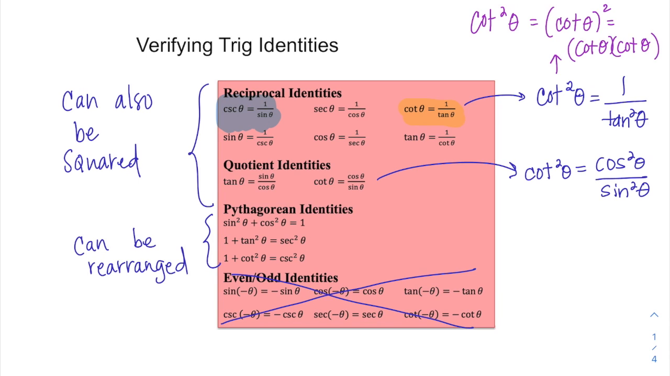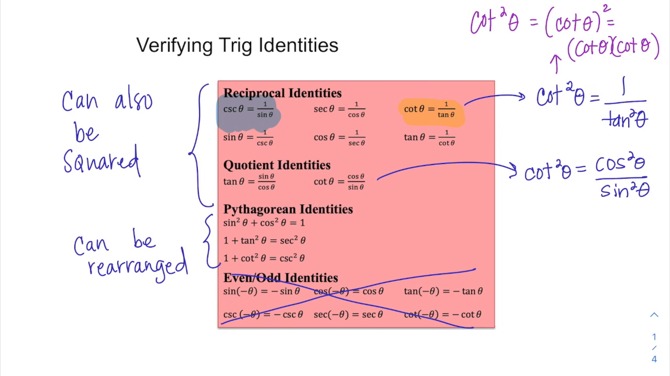We typically put the square where we do so that there isn't any confusion about whether the whole ratio is squared or just the angle. So I can square the reciprocal identities and I can also square the quotient identities. Cotan squared theta is also equal to cosine squared theta over sine squared theta. There are ones that come up quite frequently, and those are the Pythagorean identities.